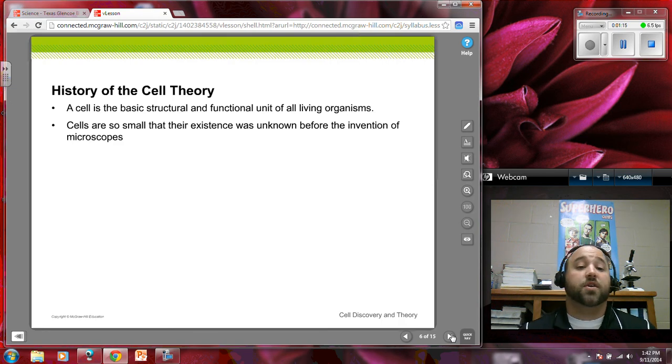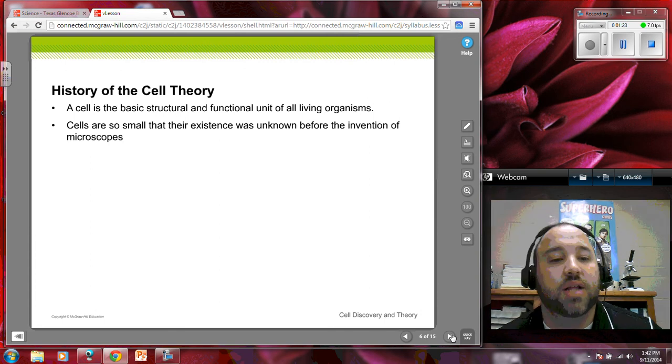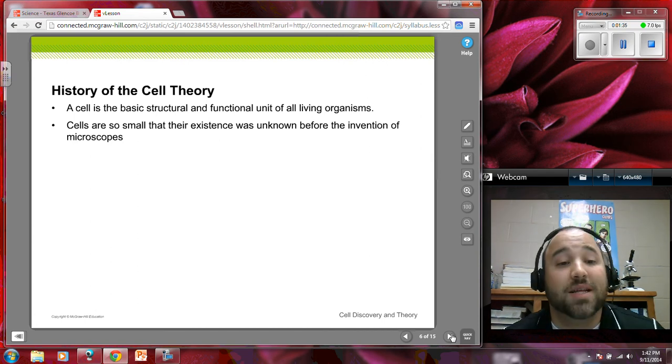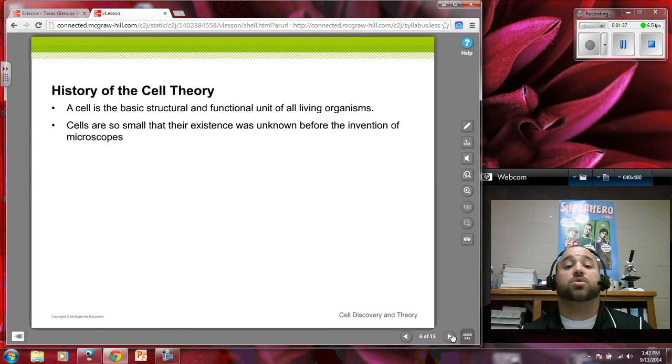History of cell theory. Once upon a time, we had no idea what cells were. And then a really cool guy came by and discovered what cells are. We're going to talk about him a little bit in class. It's Robert Hooke. He looked at a cork and saw, hey, this cork's got cells. He thought of it like a cell in a prison, where one thing is alive in it. So a cell is the basic structural and functional unit of all living organisms. Cells are so small that their existence was unknown before the invention of the microscope.